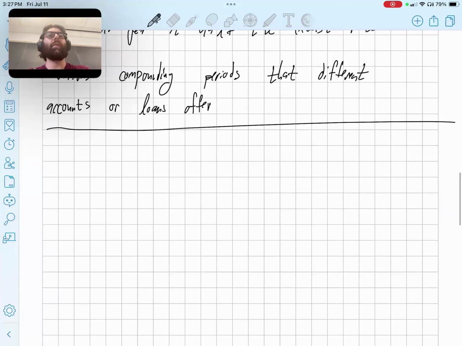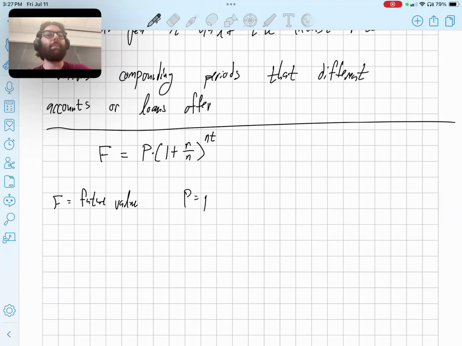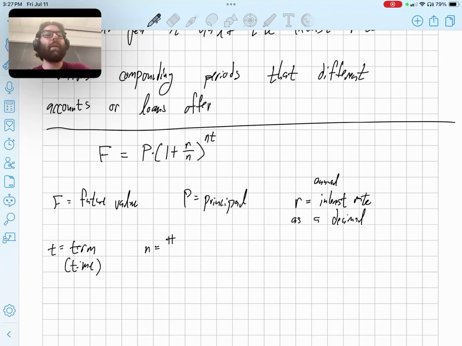And so our formula for the future value for compound interest: future value is equal to the principal times 1 plus, now this is where it gets a little complicated, R over N, to the power of N times T, where F is the future value, P is the principal, R is the annual interest rate as a decimal, T is the term or the amount of time, and N is the number of compounding periods per year.